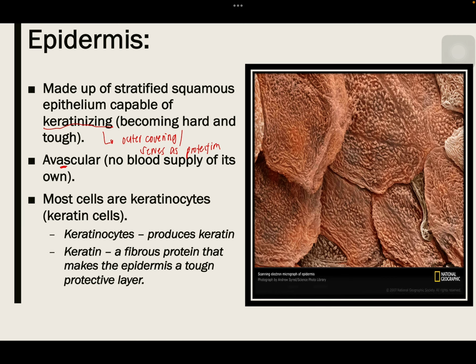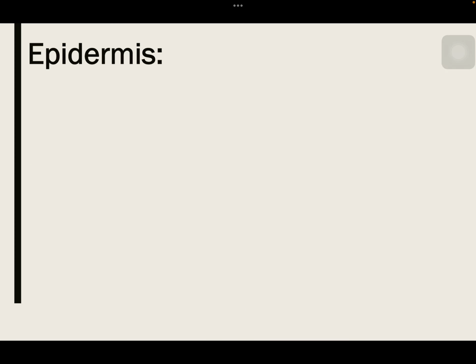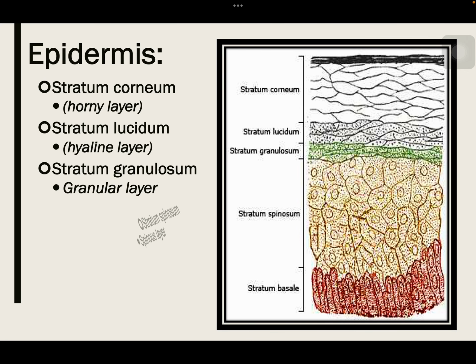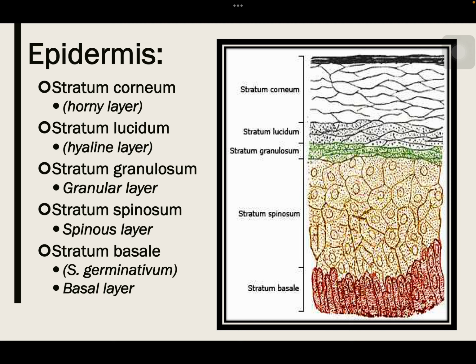Most cells are keratinocytes or your keratin cells. The keratinocytes produce keratin, and keratin is a fibrous protein that makes the epidermis a tough protective layer. So we have the different layers of the skin: stratum corneum, stratum lucidum, stratum granulosum, stratum spinosum, and stratum basale. For you to easily memorize them, we have a mnemonic. It's come, let's, get, sun, burnt.